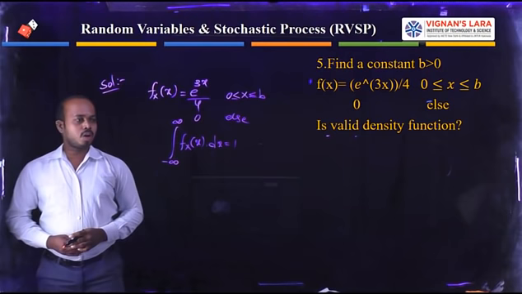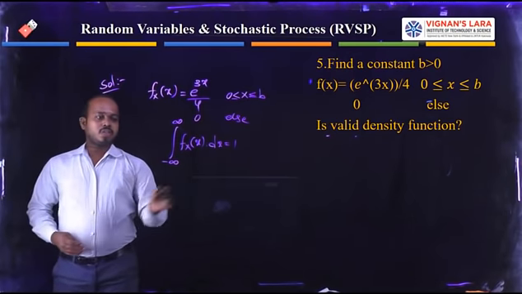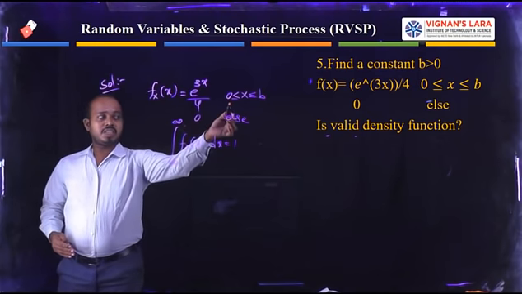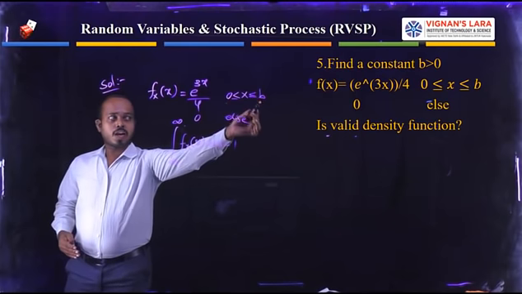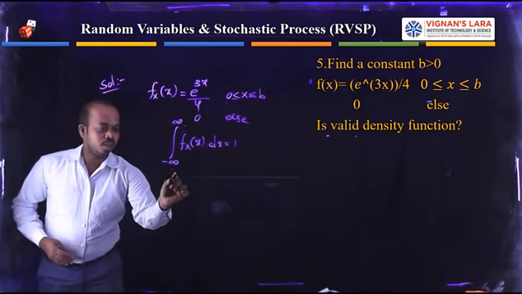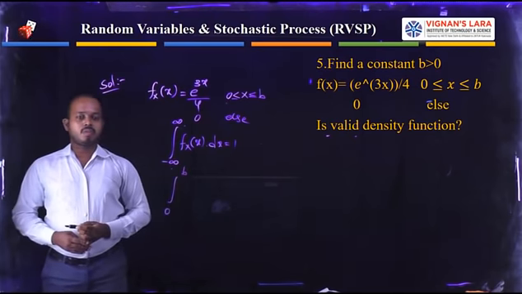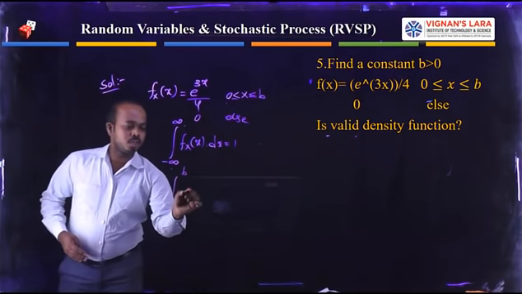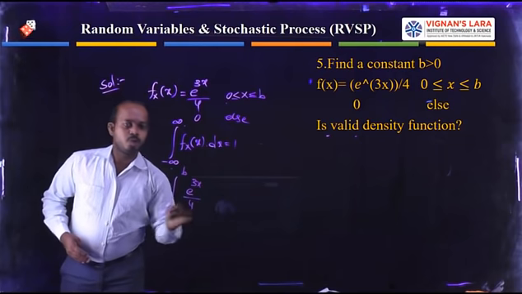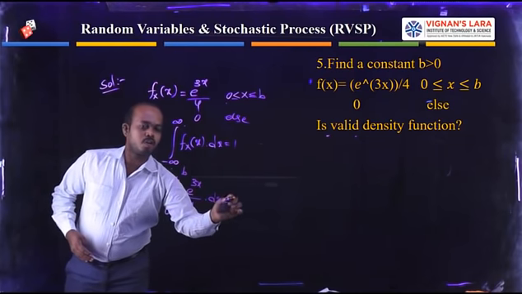Generally we write the limits as minus infinity and plus infinity, but here the given range is 0 and small b. Now I am replacing these limits. So the integral from 0 to b of e power 3x divided by 4 dx is equal to 1.